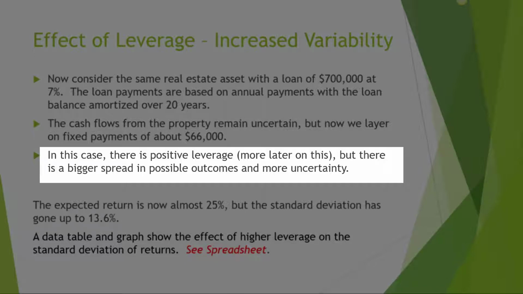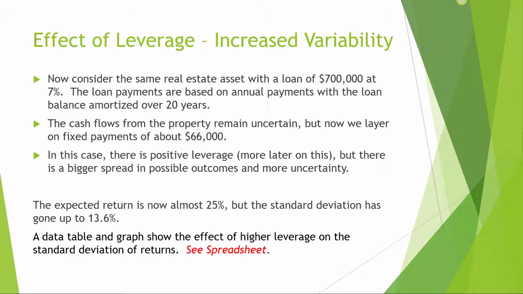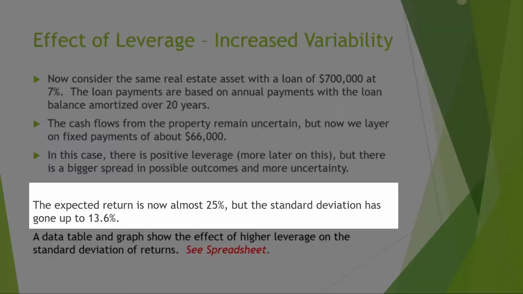The unlevered return, the expected return was about 13.2 as I recall. So that means we're going to have positive leverage. And actually all of the scenarios even had above 7%. So we're going to have positive leverage in every scenario. But we're going to see a bigger spread in the possible outcomes, and there's going to be more uncertainty. Now we're going to see the expected return is going to jump up to about 25%. The standard deviation is going to be around 13.6.